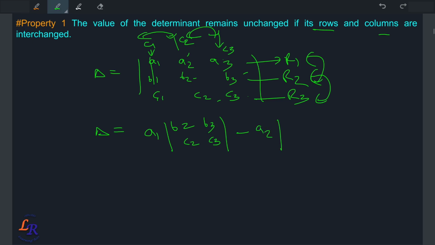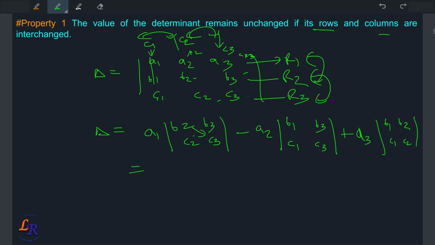So a2, and you will get a minus, because this is the index 1 2, so it will have minus 1 to the power 3, so minus 1, right? Minus a2, and you leave this row and this column, so we are left with b1, b3, c1, c3. Then plus here: the index is 1 3, so total 4, so it will be plus 1, and a3, and then you are left with b1, b2, c1, c2, right?